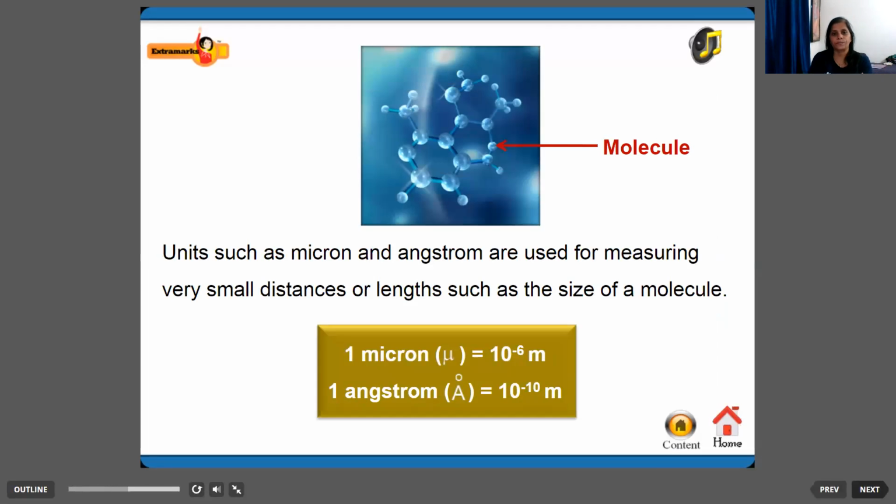For measuring very small distances or lengths, such as the size of a molecule, the units such as micron and angstrom are used. It is not for your level, it is just for extra information. So very small things which we cannot see with our naked eyes, how can we measure the length and the width of those objects? For that, microns, angstroms, all this you will study in the higher section. Just a brief introduction. Here we are giving that this sort of units we are using.